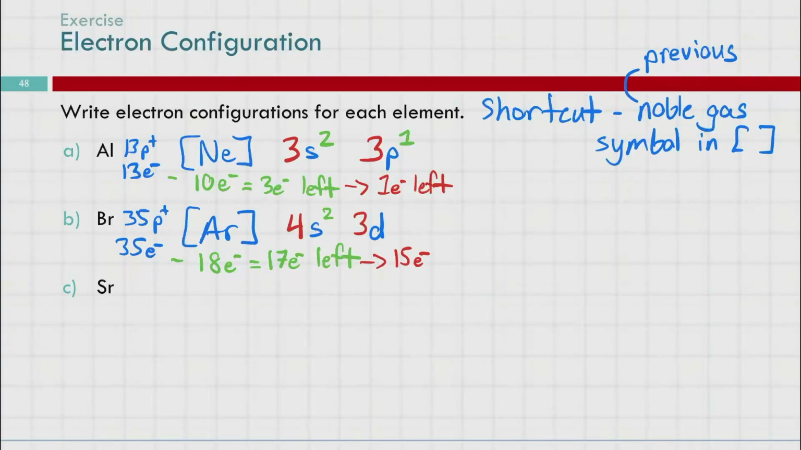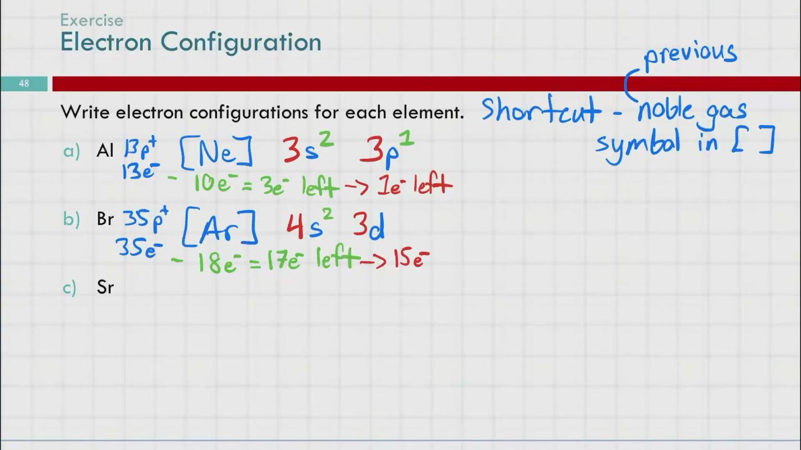Okay, so we've got our 3d. How many orbitals do we have in our d subshell? We have 5. So our s is 1, our p is 3, our d is 5. Since we have 5 orbitals, and each orbital can hold 2 electrons, 5 times 2, we get 10 electrons.